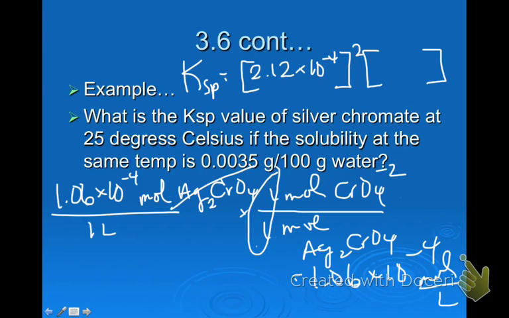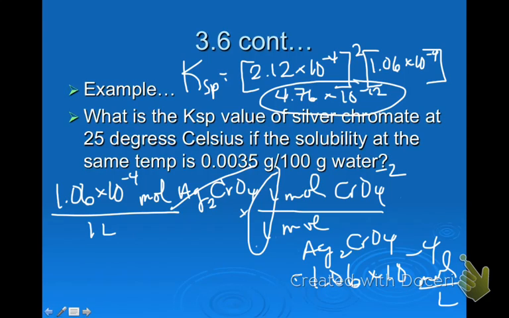So I can go ahead and plug that in up here, 1.06 times 10 to the negative 4. To solve for KSP, I'm going to multiply 2.12 times 10 to the negative 4 squared by 1.06 times 10 to the negative 4th. And when I do that, the answer comes out to be 4.76 times 10 to the negative 12th. And again, just like KEQ, because the units for KSP can vary, units are generally left off.